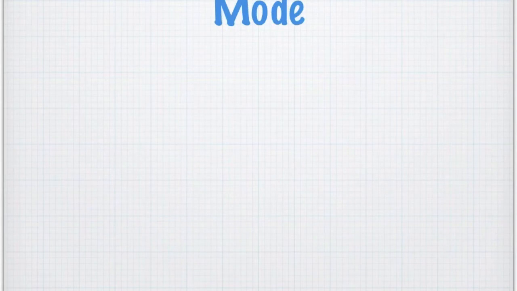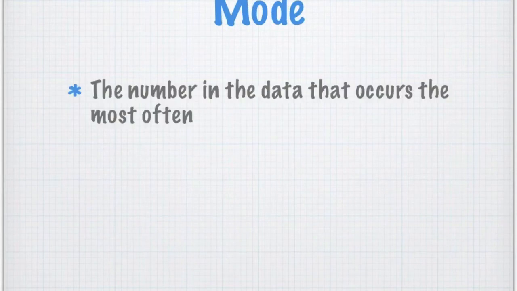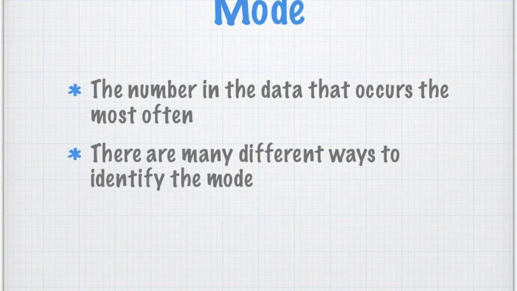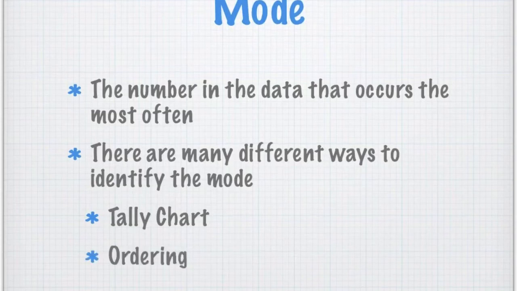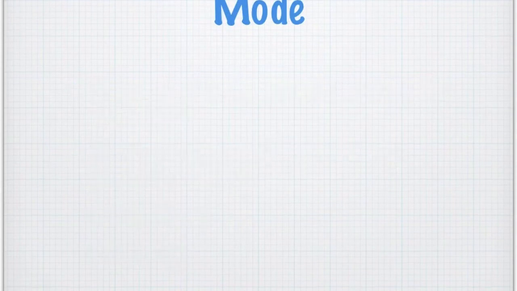Now for mode. Mode is the number in the data that occurs the most often. There are many different ways to identify the mode. For instance, you could use a tally chart, or you could use ordering. I'm going to show you how to do both. The first one I'm going to show you is how to do it with ordering.